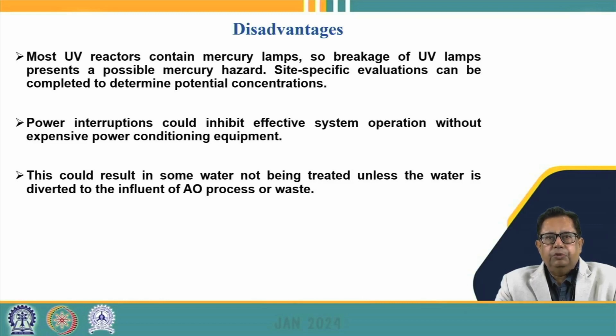Similarly, power interruption may also play a very important role, in the sense that it may reduce the efficiency of the system. As we need a regular power supply, it may also require expensive power conditioning equipment so that power can be given continuously to the advanced oxidation process systems. If we do not have such equipment and the power is not supplied continuously, it is possible that the water may not be treated for a certain period of time, and it may result in contaminated water in the effluent. So we have to see that the power is continuously supplied to the advanced oxidation process systems.